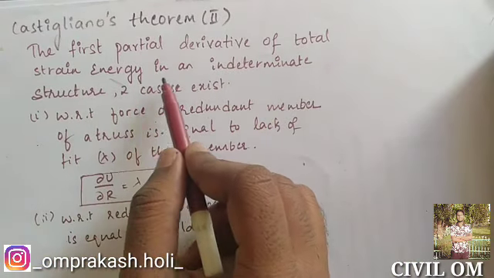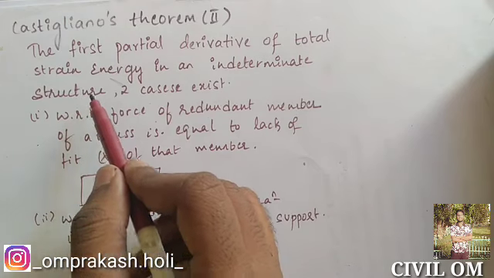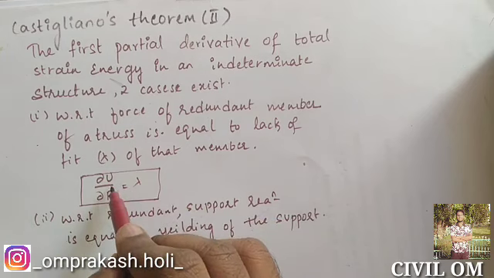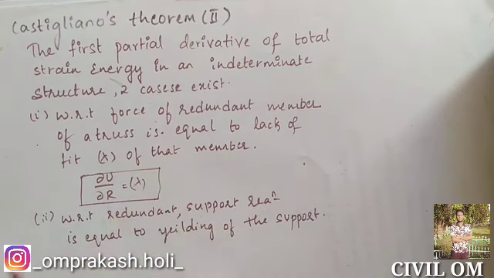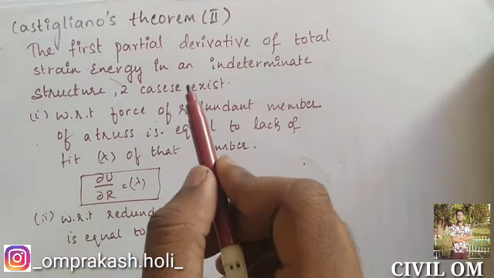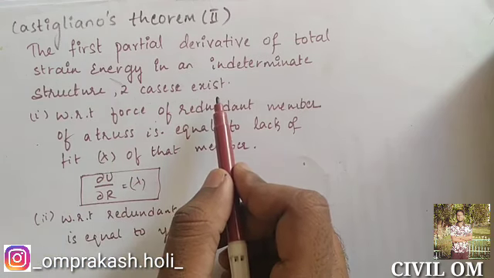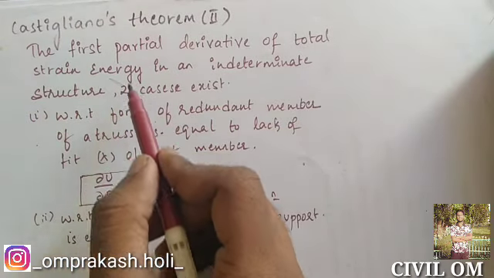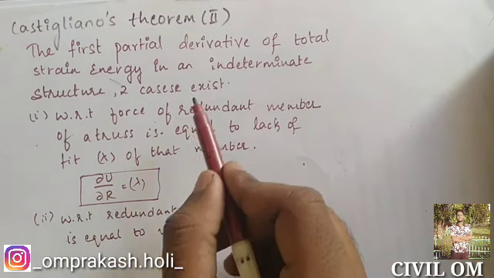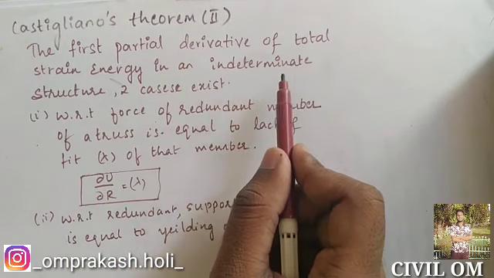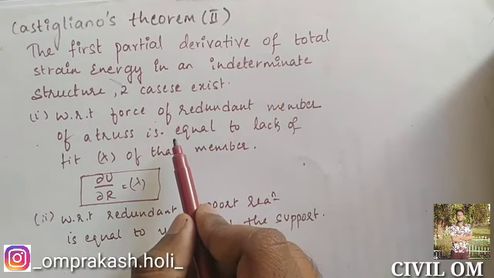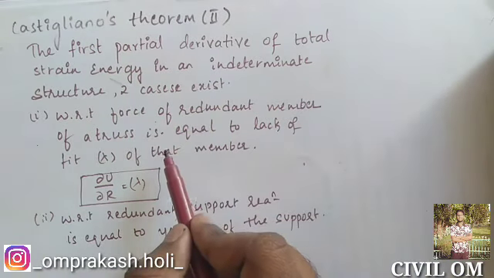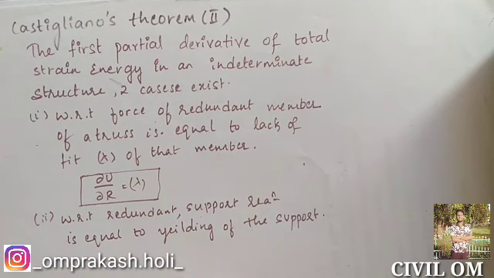The first partial derivative of total strain energy in an indeterminate structure, there exist two cases. The first case is dou u upon dou r is equal to lambda. Lambda is nothing but lack of fit. What are the two cases? The first partial derivative dou u upon dou r, strain energy, strain energy means u, is equal to lack of fit. So with respect to the force of a redundant member of a truss, it is equal to the lack of fit of that member. So dou u upon dou r is equal to lambda.